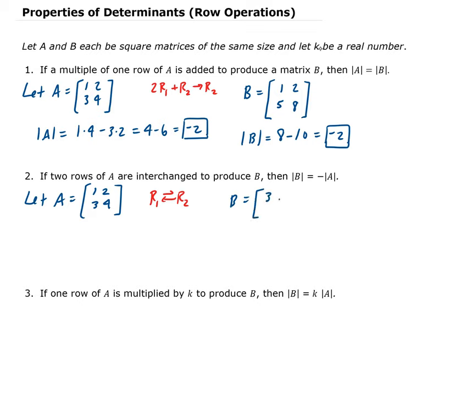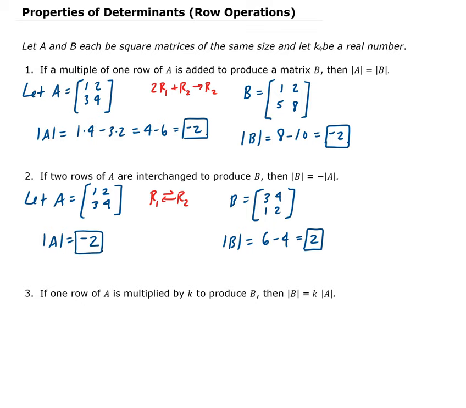That's going to give us a new matrix, we're going to call that B: 3, 4, 1, 2. The determinant of A is, again, just negative 2. The determinant of B is going to be 6 minus 4, so that's going to give us 2. You can see that the determinant of A and the determinant of B differ by a sign.